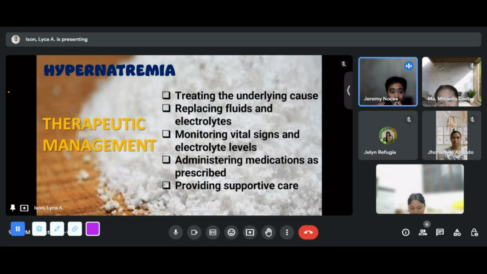Ito naman po yung therapeutic management. Treating the underlying cause, replacing fluids and electrolytes, monitoring vital signs and electrolyte levels, administering medications as prescribed, providing supportive care. Okay, next.